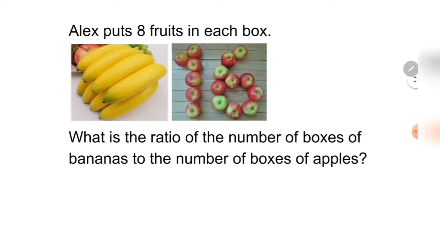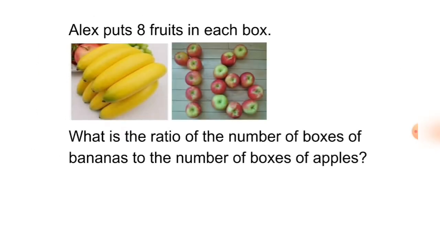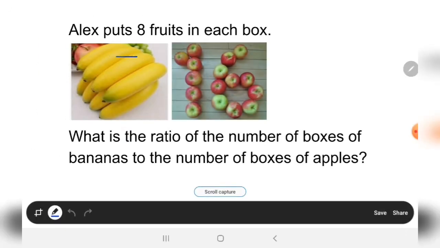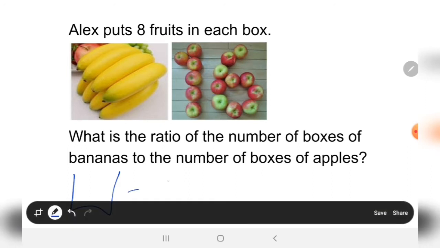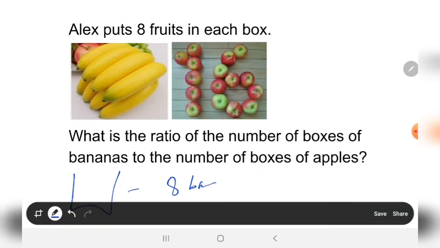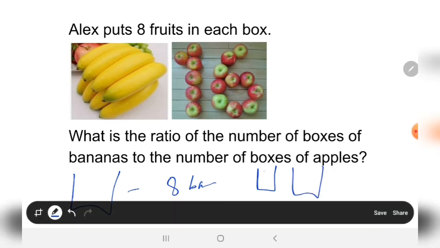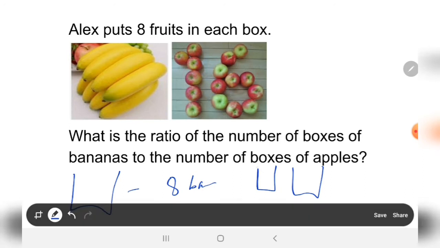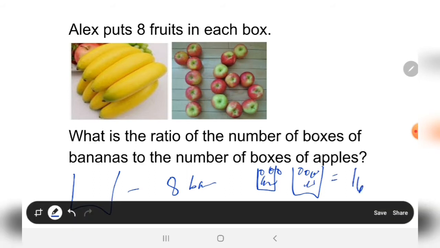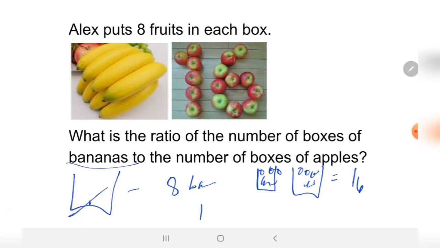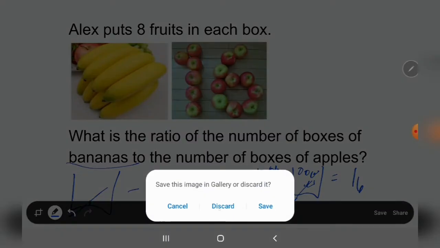Next, Alex puts 8 fruits in each box. There are 8 bananas here, so we need only 1 box. Next, for the apples, how many boxes do we need? Okay, very good. We have 2 boxes. How many apples are in here? There are 8 here and 8 here, which is equivalent to 16. So what is the number of boxes of bananas? 1 box, and 2 boxes of apples. So there are 8, 1, 2.